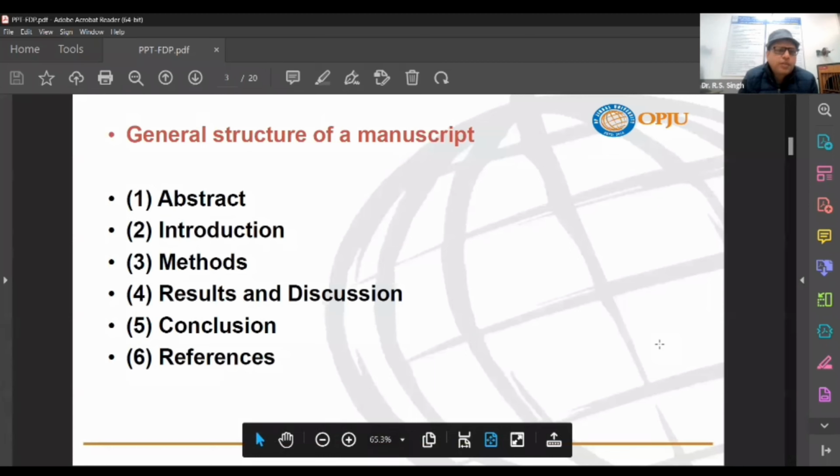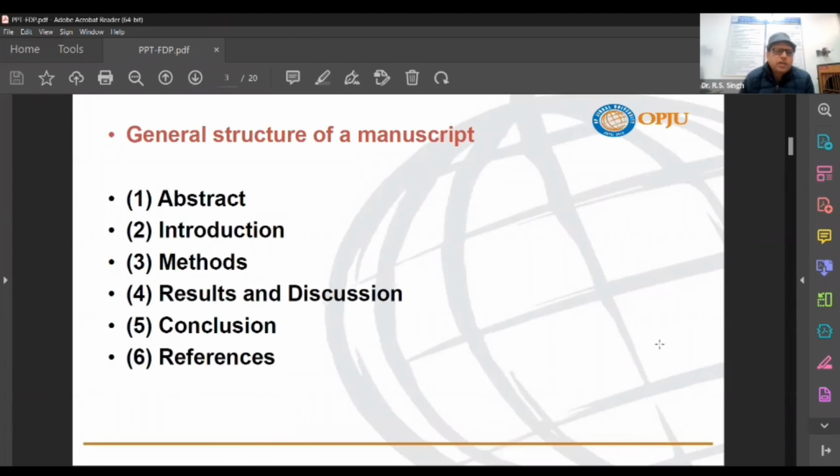So the general structure of a manuscript, that more than 90% of journals have for a research article. The first section is the abstract. The second section is the introduction. The third section is methods. The methods could be experimental methods or computational or theoretical methods. And the fourth section is results and discussions. In some journals, these results and discussions are separated. They want the results to be presented first and discussions later.